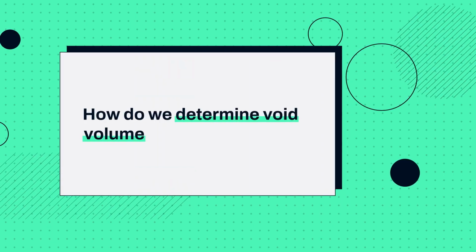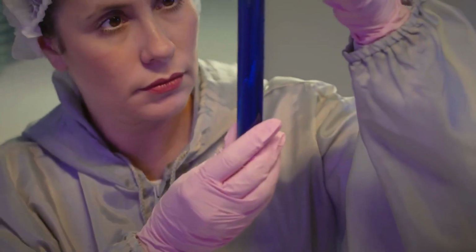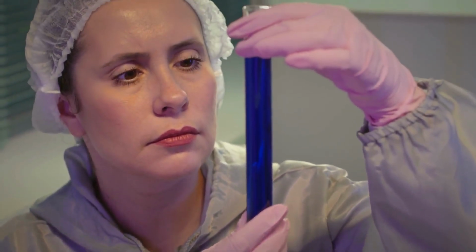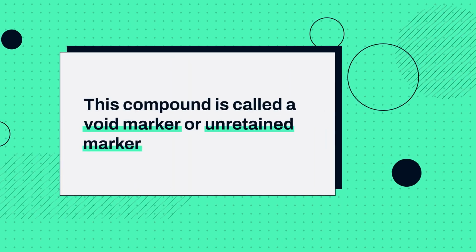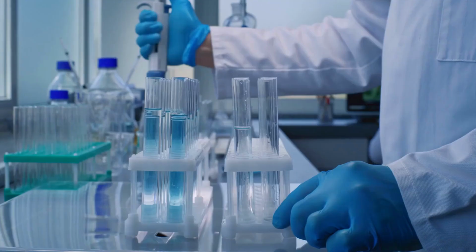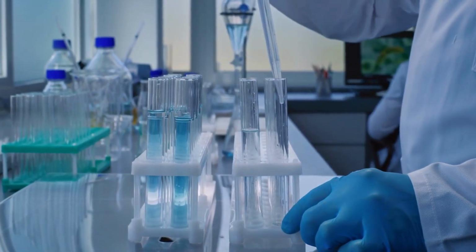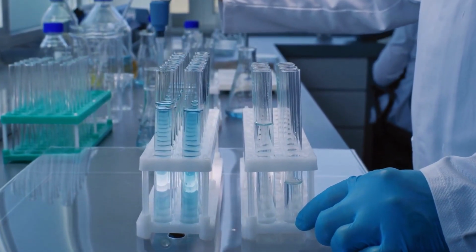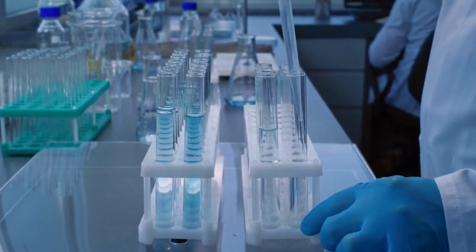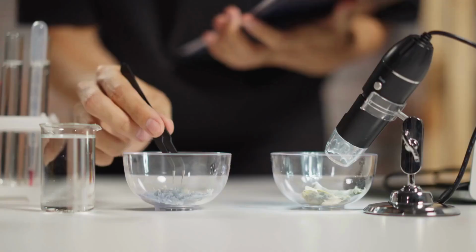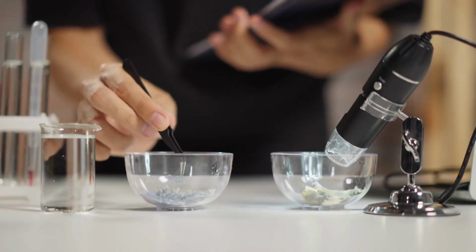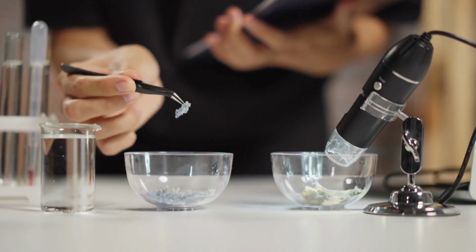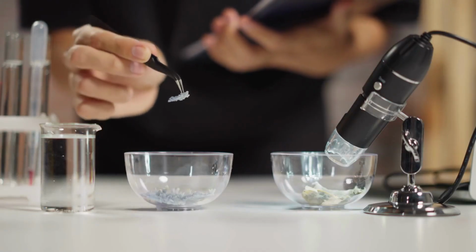How do we determine void volume? You inject a compound that you know for sure will not interact with your stationary phase. This compound is called a void marker or unretained marker. Common void markers include deuterium oxide, D2O, in reversed phase HPLC, or a very large molecule like blue dextran in size exclusion chromatography. For UV detection, a small, highly polar, non-retained compound like thiourea is often used.